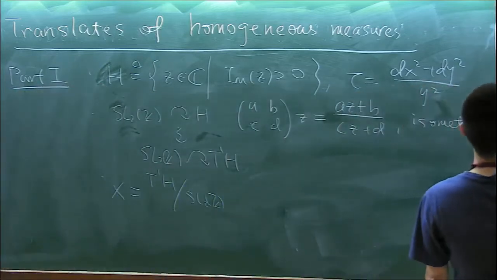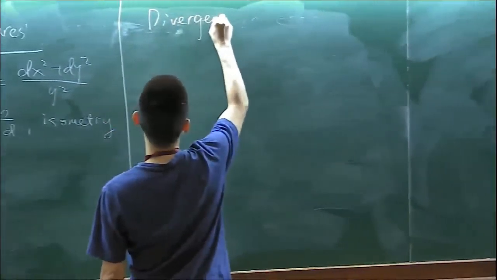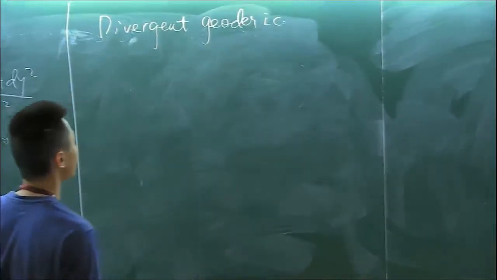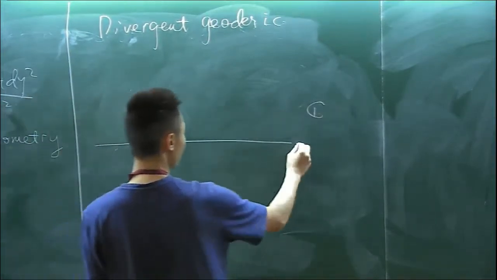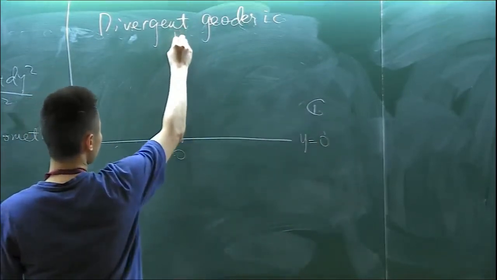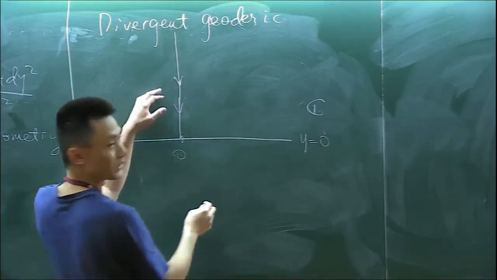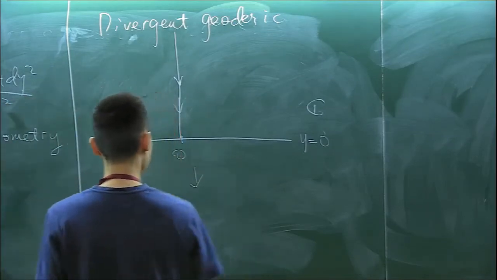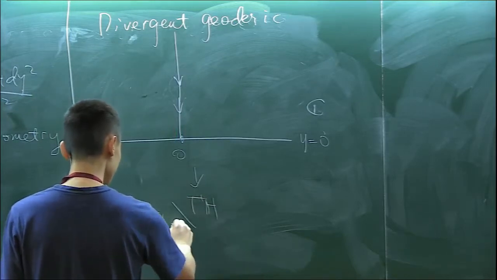And now I want to draw a divergent geodesic. So let's say this is the upper half plane. So this is C. This is where you have y equal to 0. And so this is 0. And I want to look at this divergent geodesic. So this is a picture on the unit tangent bundle of H. I haven't quotiented out yet, but you can project it onto the quotient.